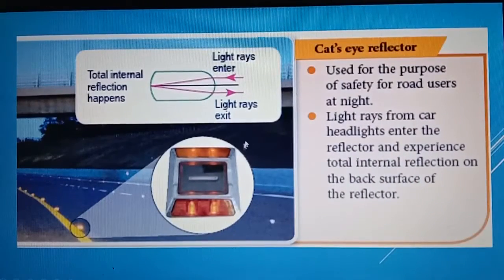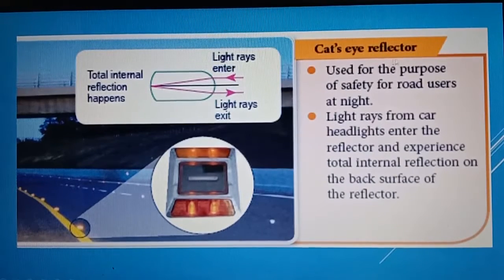So this one is the cat's eye reflector. You can see on the road, especially in areas with less accommodation, normally there's no street lamp. So as a safety measure, normally there's a cat's eye on the road. You can see on the road there. So during night time, due to reflection, the driver can see the road clearly. So this one is for safety, because not all areas will have street lamps because of less accommodation.